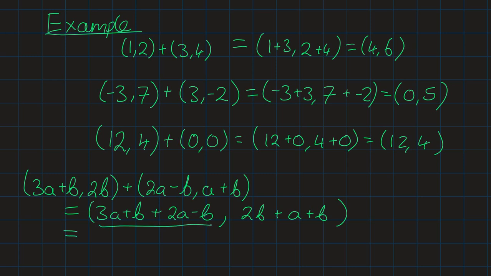The first coordinate, how many a's do I have? I have 3 a's plus 2 a's. So that's 5a plus how many b's? I have 1b minus b. Oh, so I have no b's. So just 5a. The second coordinate, how many a's do I have? Just the 1. And how many b's? I have 2b plus b, so that's 3b. And I can't simplify this any further, so that's the final answer. Algebraically, this is how vector addition works.